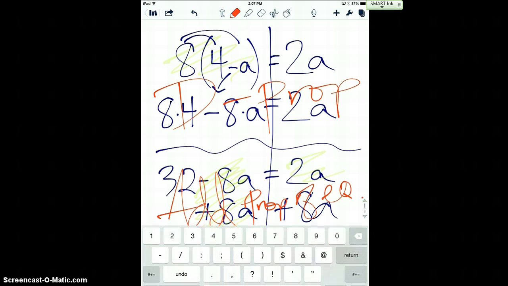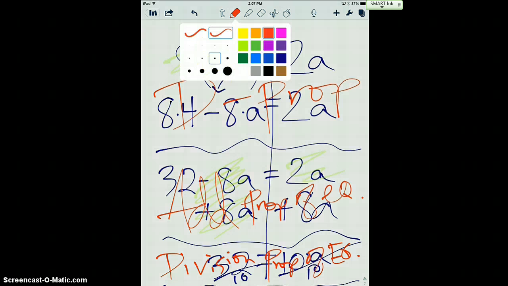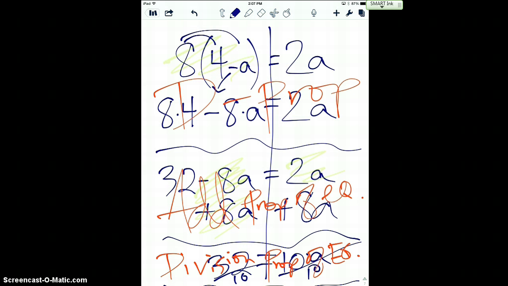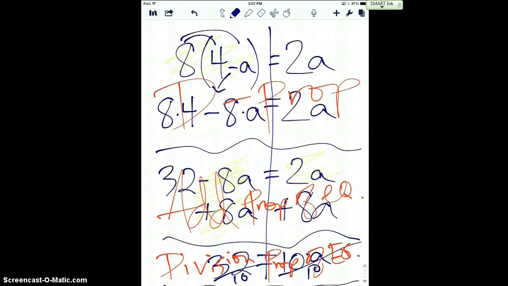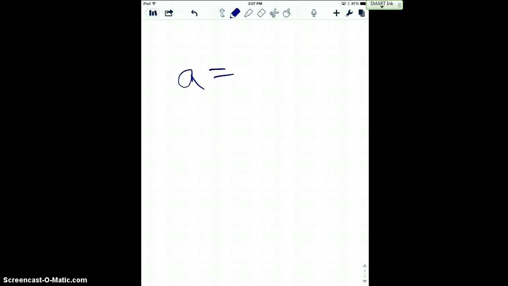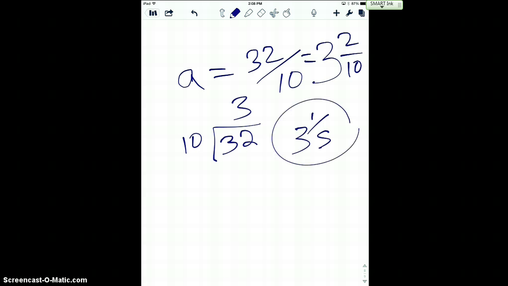And our a value is going to be what? Did you already figure it out? Probably. We got 32 over 10. So if we actually divide it out there, probably do that in your head. That is 3, and how many left over? 2 out of 10, which is really 3 1/5.